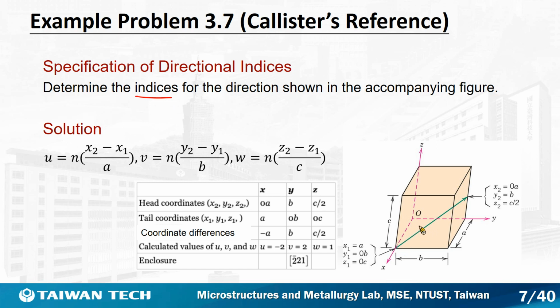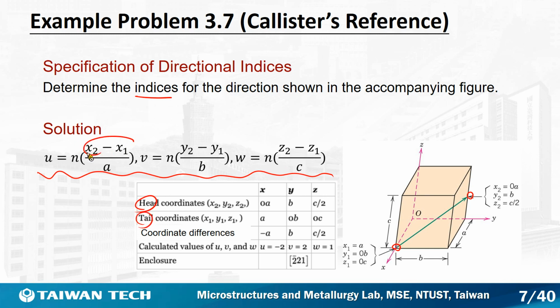As I said, we need to have 2 points to determine a line indices or a directional indices, but the tail point is not necessary to be the origin point. So you see here, this is our tail point. This is our head point. So we use these equations. We find out 2 points, head and tail.